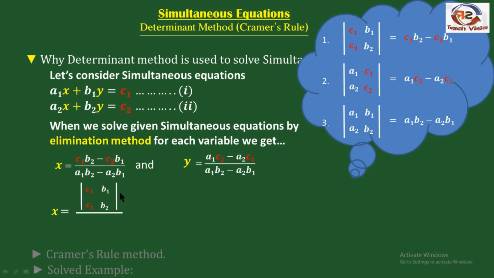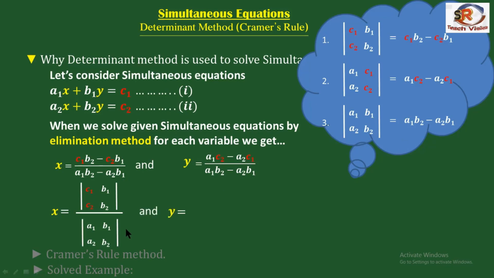Now again observe the denominator of value of x variable, which is a1b2 minus a2b1, which is same as a1b2 minus a2b1, and this is the value of this determinant. It means we can replace this value with this determinant, and therefore denominator is this determinant.